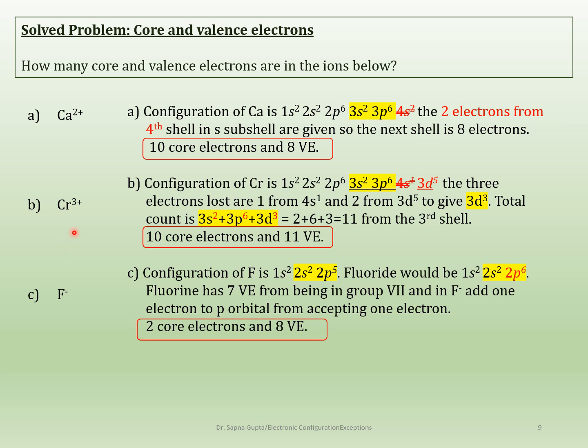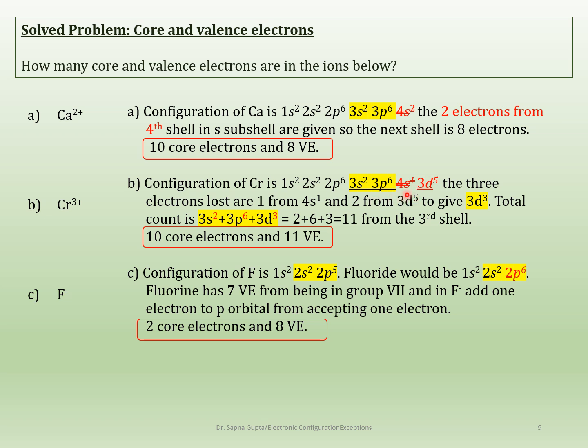Okay, let's look at chromium, and this is chromium 3 plus. Chromium is a transition metal. The configuration for chromium is 1s2, 2s2, 2p6, that's coming up to neon, and then 3s2, 3p6, that's the next line over, coming to argon. And then 4s1, 3d5. Remember, chromium is the one with the exception, so it pulls electrons from the s electron.